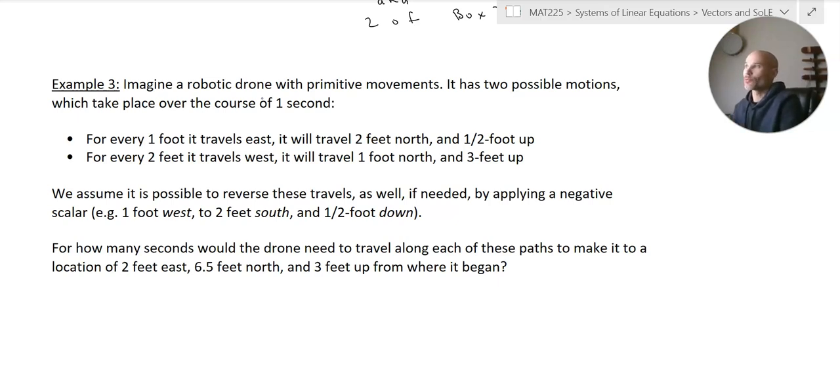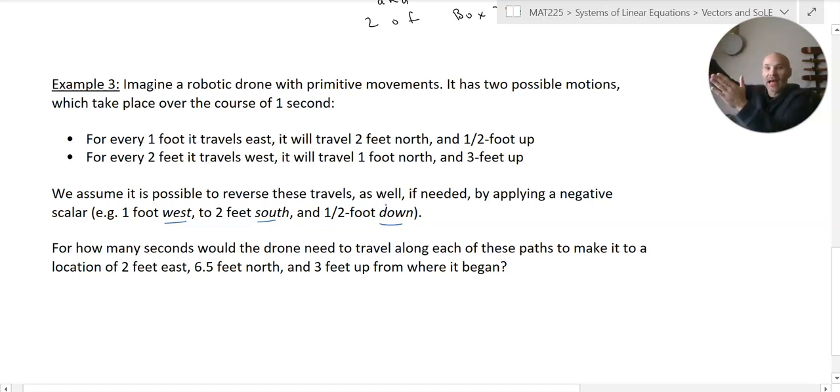We assume it's possible to reverse these travels, so you don't have to go 1 foot east. What happens if you go 1 foot west? Well, then that would be 2 feet south and 1/2 foot down to maintain that same ratio. And that essentially just keeps the drone moving along a straight line, but in either direction. And so that's going to be totally fine. And we can apply a negative scalar to the corresponding vectors. We'll get to that in a second.